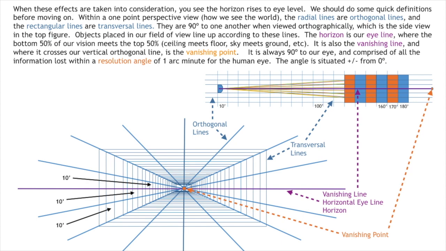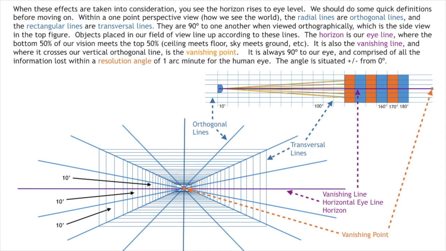The horizon is our eye line, where the bottom 50% of our vision meets the top 50%, or the ceiling meets the floor, or the sky meets the ground, etc. It is also the vanishing line, and where it crosses our vertical orthogonal line is the vanishing point. It's always 90 degrees to our eye and comprised of all the information lost within a resolution angle of 1 arc minute for the human eye. The angle is situated plus or minus from 0 degrees.